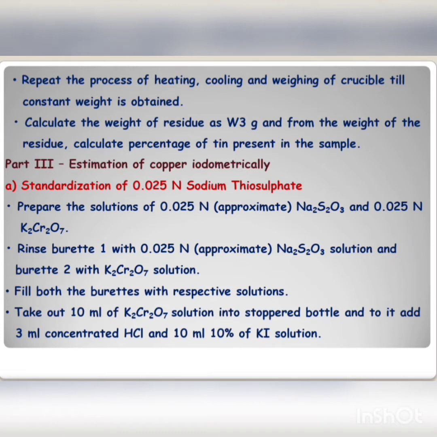So we are taking here 10 ml of 0.025 normal potassium dichromate solution in a stoppered bottle.